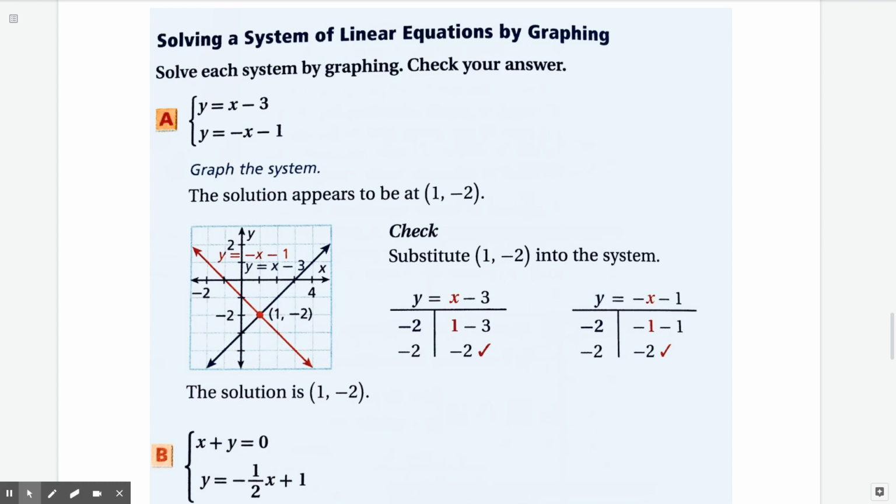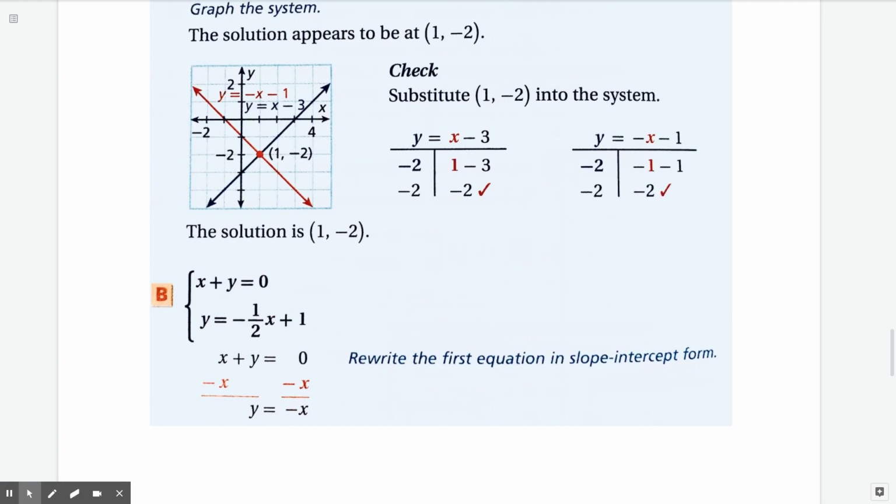Then you check it for the second system. 1, -2. When you plug it in, it works. If you notice that your graph intersects, but these do not work, there must be an error somewhere. So now you know that the solution to these systems, when graphed, is at (1, -2). It is the point at which they intersect.